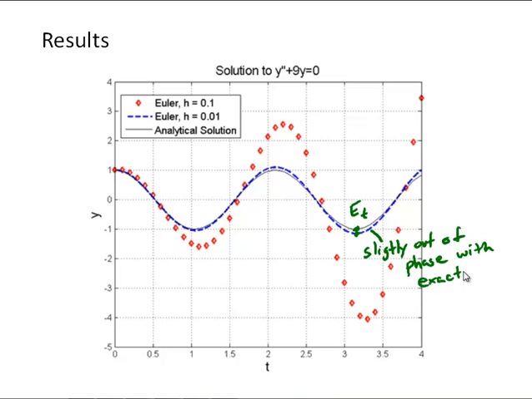So the error is showing up not just in the magnitude, but also slightly in the phase. And that is a result of that forward difference approximation for forward Euler's method. Namely, we're using the slope at the ith point to predict the i+1 data point.